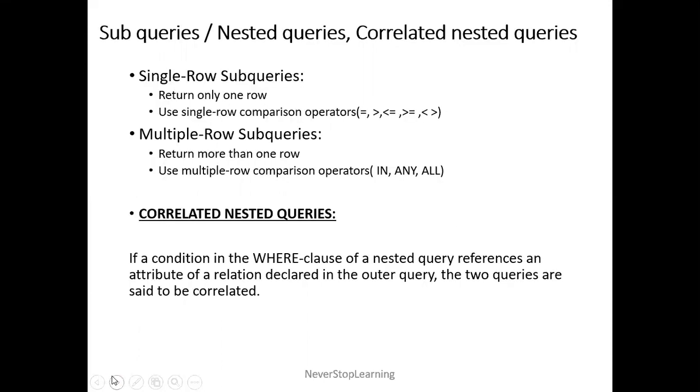Now these subqueries can be single row subqueries or multiple row subqueries. Whenever we want to fetch only one row, then we will apply a single row subquery, and we will use single row comparison operators, that is equals to, greater than, less than, greater than equals to, less than equals to, or not equals to.